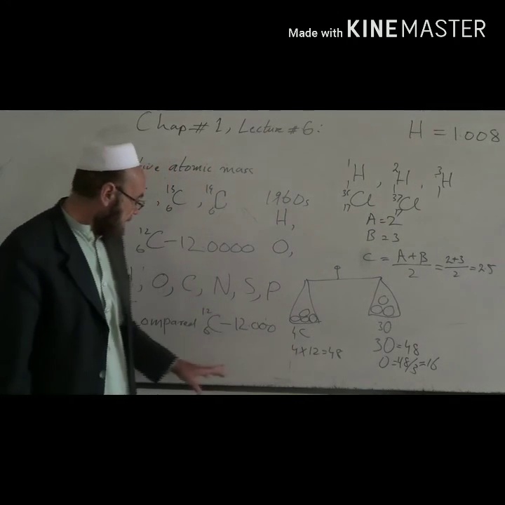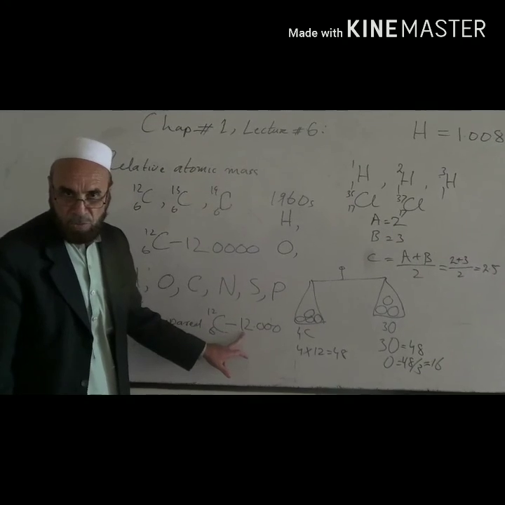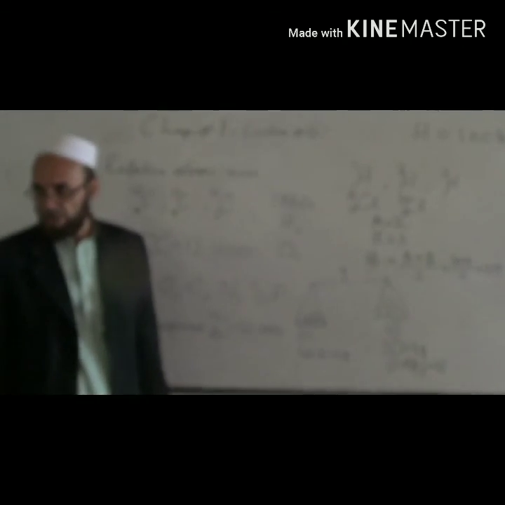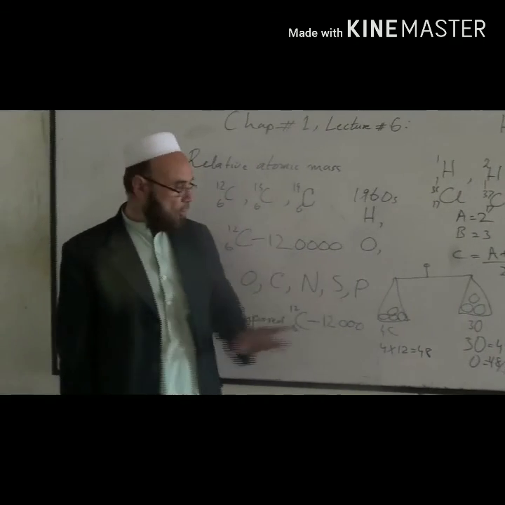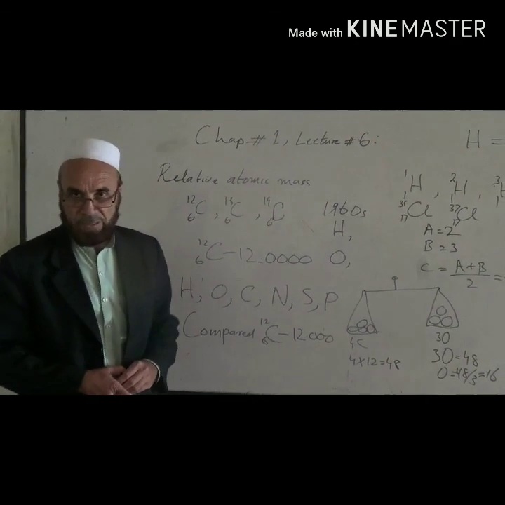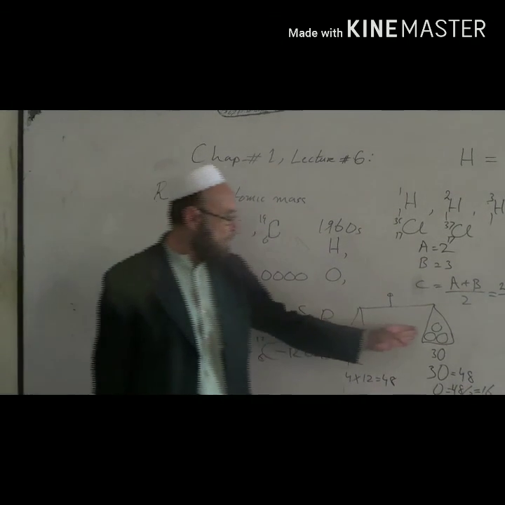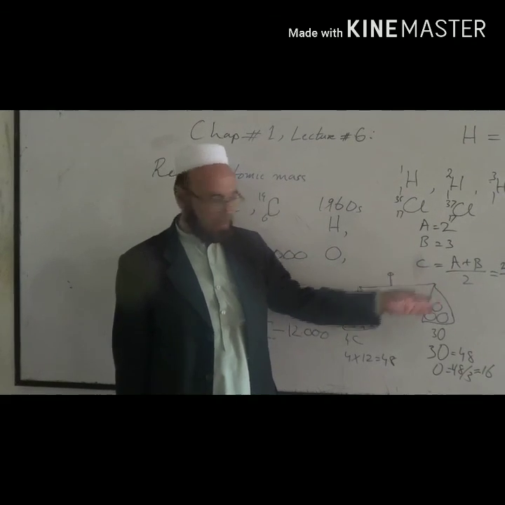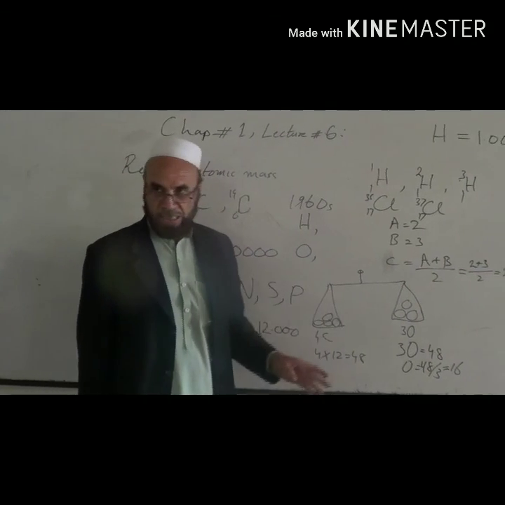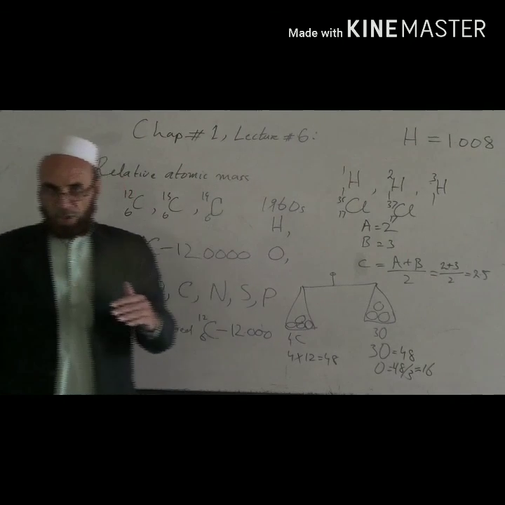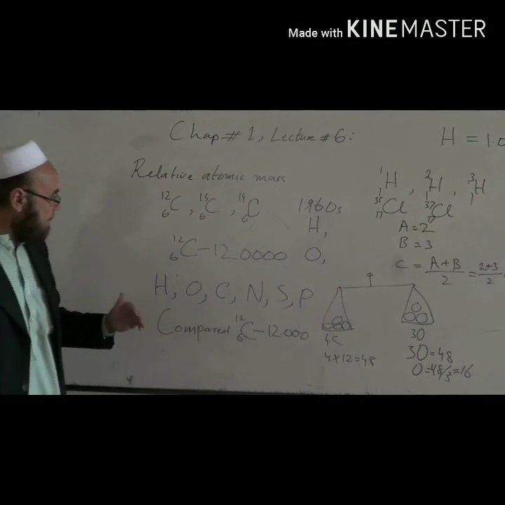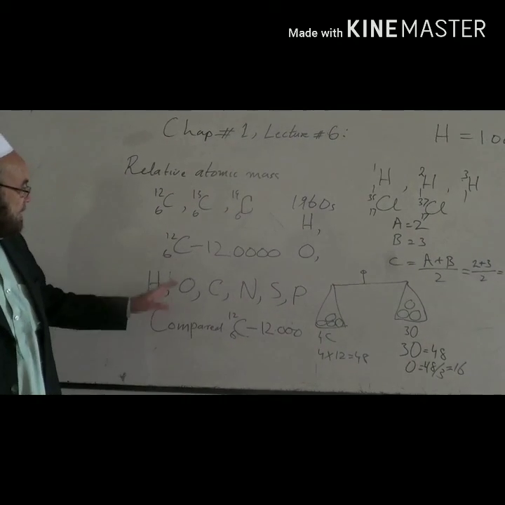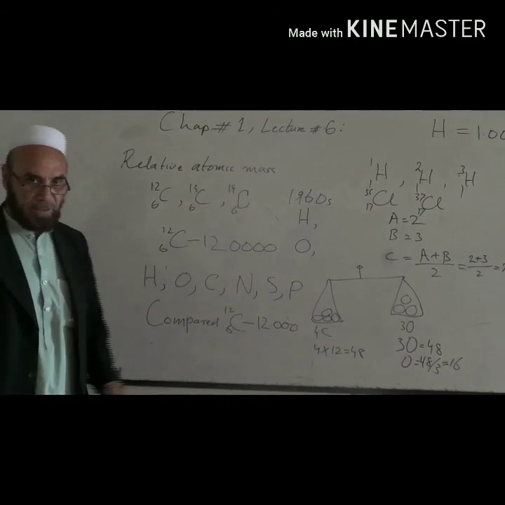So, by comparison with 12, the weight of oxygen becomes 16. How much? 16. So this 16 is the relative atomic mass of oxygen. Similarly, you can put hydrogen instead of oxygen. Similarly, you can take other atoms, for example nitrogen, sulfur, phosphorus, and any atom whose weight is obtained by comparison with carbon 12.000, and we get a relative atomic mass.